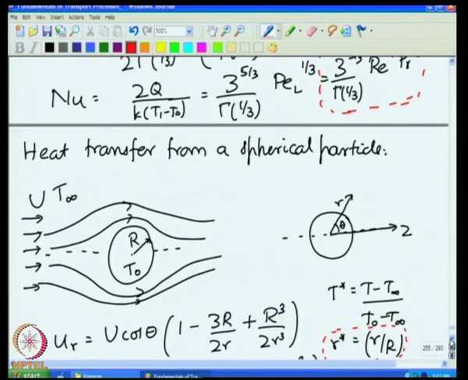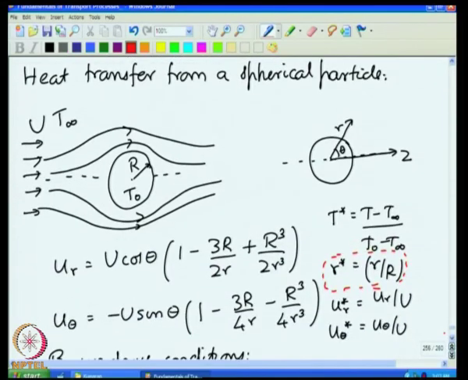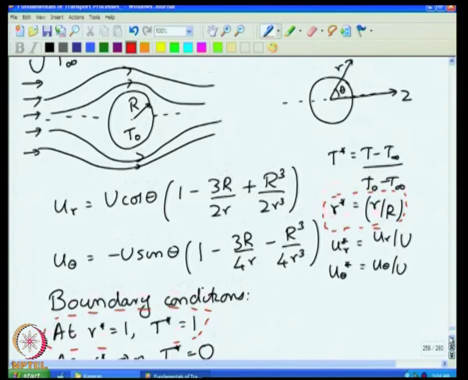And then we looked at the heat transfer from a spherical surface. This was for a laminar flow. The convection diffusion equation for the laminar flow in the heat transfer past a spherical particle. The velocity components are prescribed for us in this case. It is outside the scope of this course to derive these velocities themselves, but we will assume that these velocities are known. And once these velocities are known, we can then insert them into the convection diffusion equation.